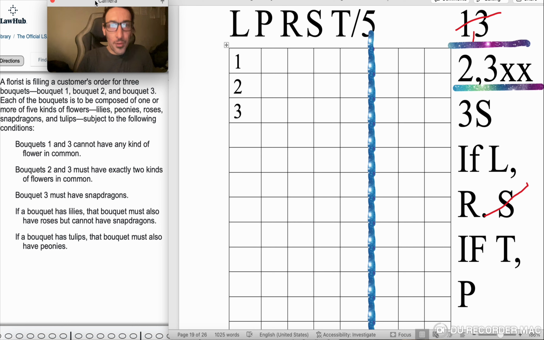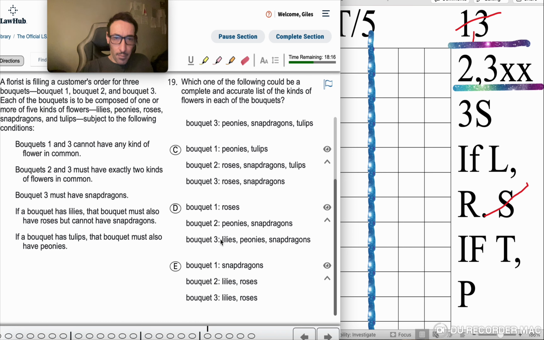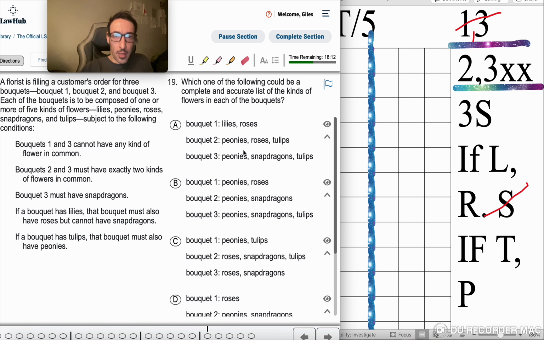If you are ever having difficulty trying to get a diagram or image, or the mindset to have a view of how this is going to be, just go ahead and look at the question and the answer choices. Question: which one of the following could be a complete and accurate list of the kinds of flowers in each of the bouquets? This gives you the visual view of how they're diagramming. So basically this is how it will be constructed.